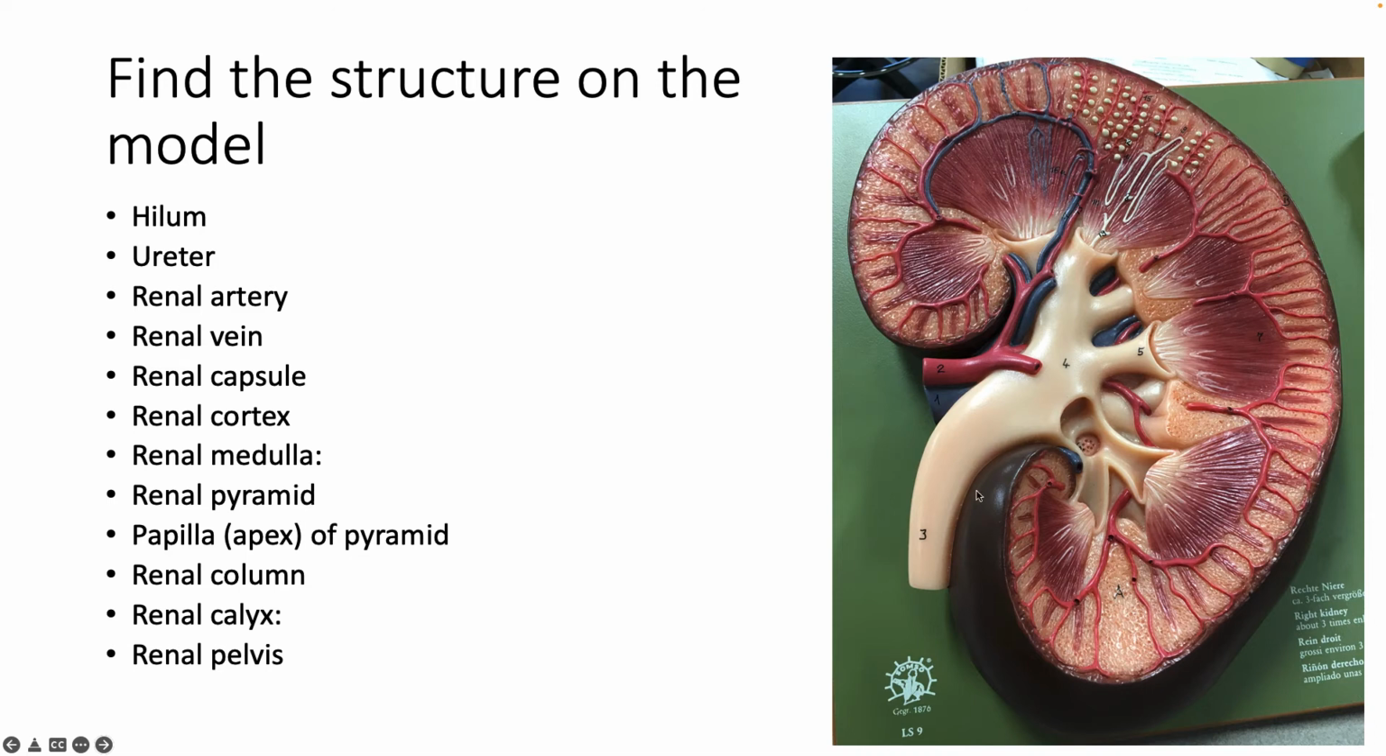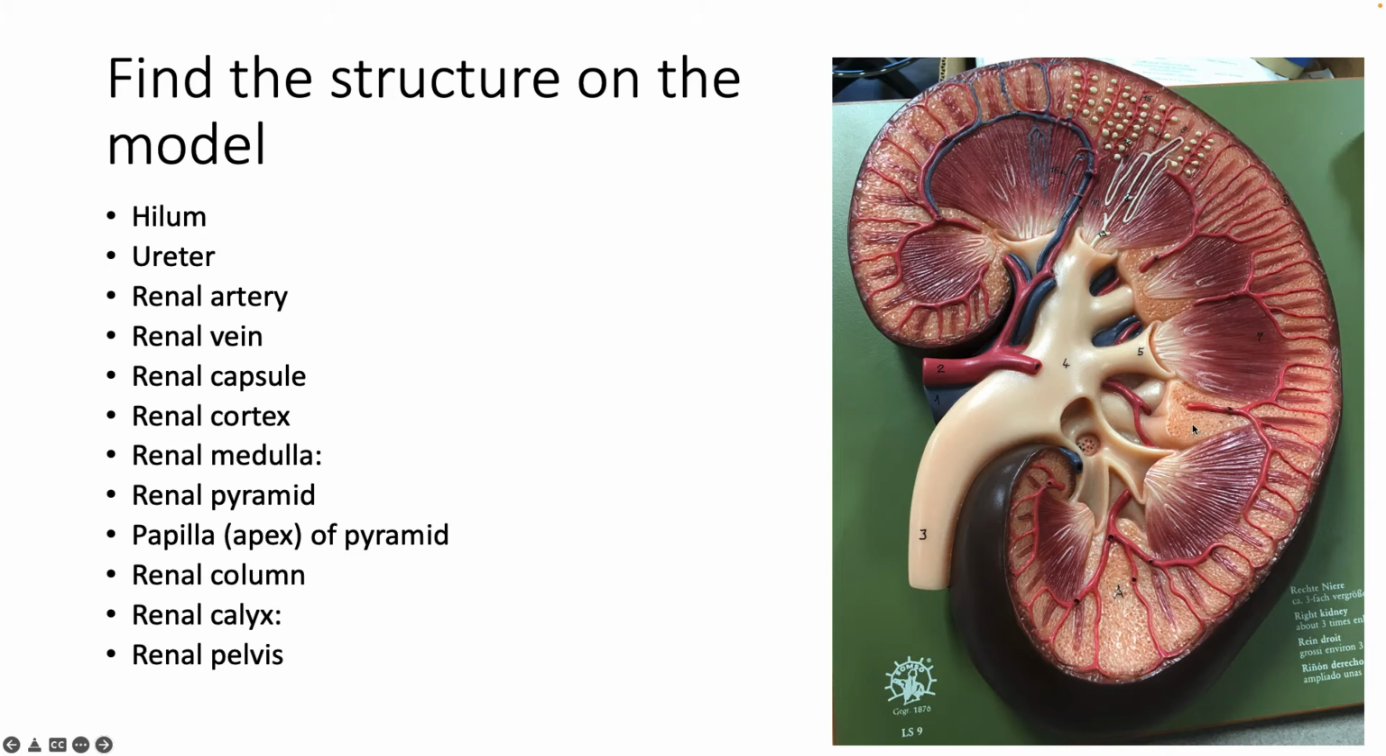So you'll want to be able to find all these different structures on a model. Again, find that page in our Blackboard site and be able to identify, oh, number 4, that's the renal pelvis. Oh, number 3, that's a ureter. Oh, number 2, that's a renal artery.